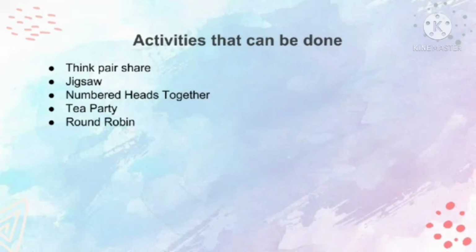There are many activities that can be done through cooperative learning. First is think, pair, share. It also can be called turn and talk. The teacher poses a question to the group, and each student has a minute or two to think about the question. Then they turn and discuss with someone sitting next to them, and then share with the whole class.